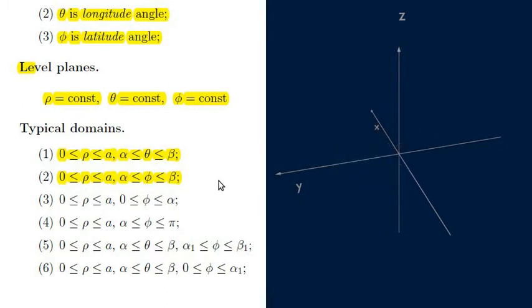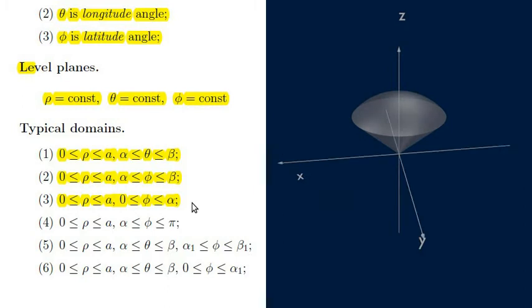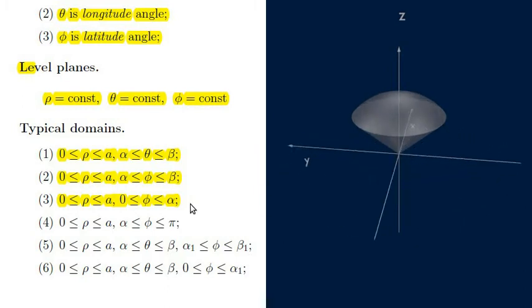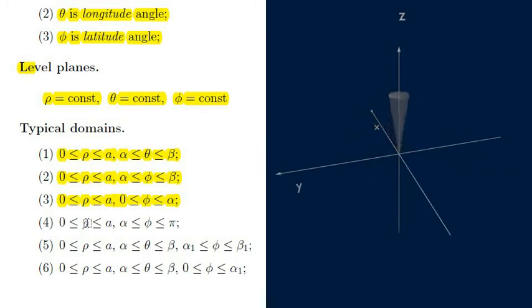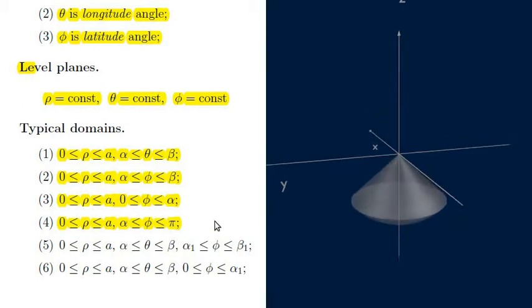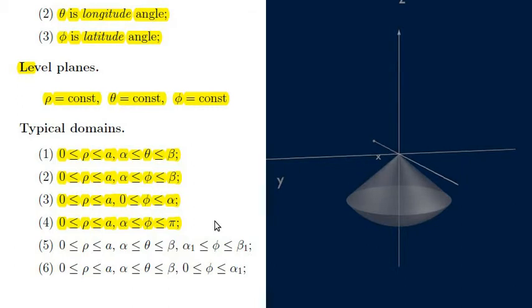Another typical couple of inequalities which you may encounter is this couple of inequalities. That's the north pole of the ball of radius A cut by the cone with a spread angle alpha, or in layman's language you can call it an ice cream cone. The next couple of inequalities gives you an ice cream cone on the south pole of the same ball of radius A.